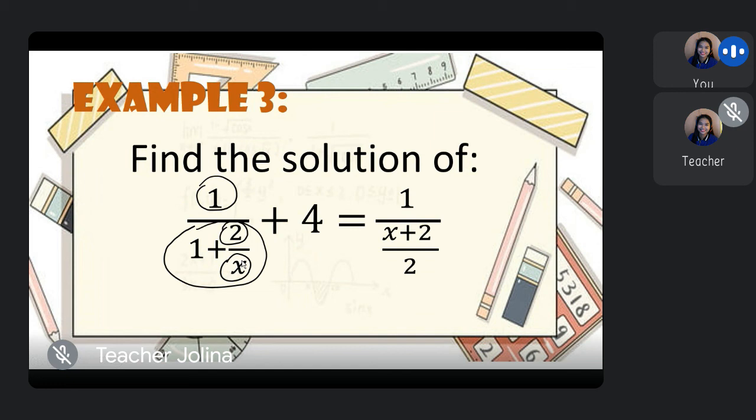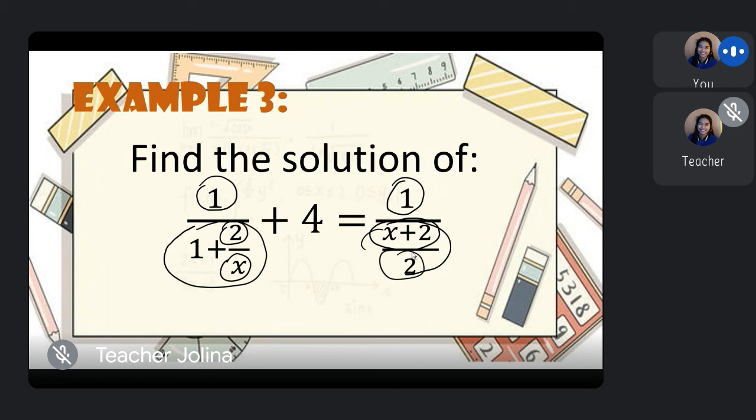Ganon din sa kabilang side, di ba? Meron tayong first numerator, may second numerator tayo. Meron tayong first denominator, meron tayong second denominator. So, complex po yung ating situation ngayon. So, anong gagawin kapag ganyan, ma'am, na merong dalawa or higit pang number ng numerator at denominator?